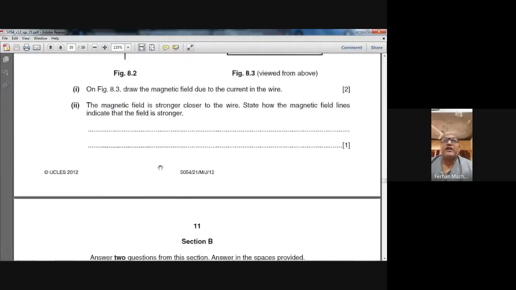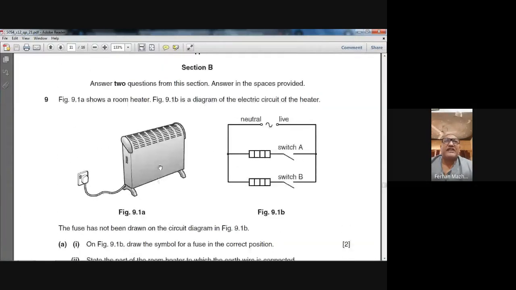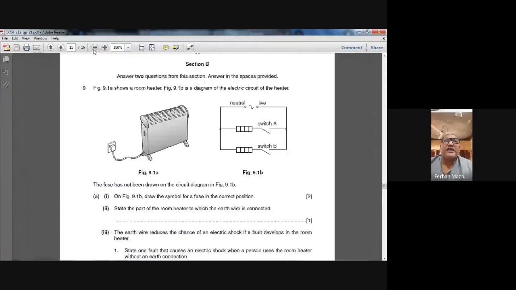Okay, so here we go. Section B is showing on your screen. The question is: Figure 9.1a shows a room heater. Figure 9.1b is a diagram of the electric circuit of the heater. The fuse has not been drawn on the circuit diagram in Figure 9.1b. On Figure 9.1b, draw the symbol for a fuse in the correct position.